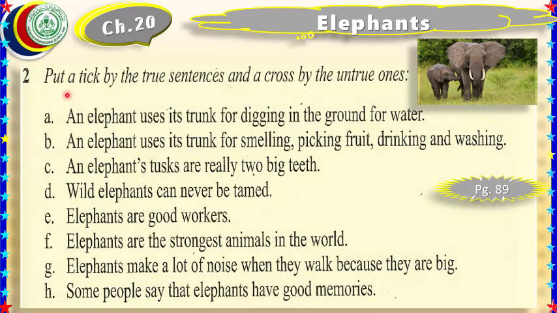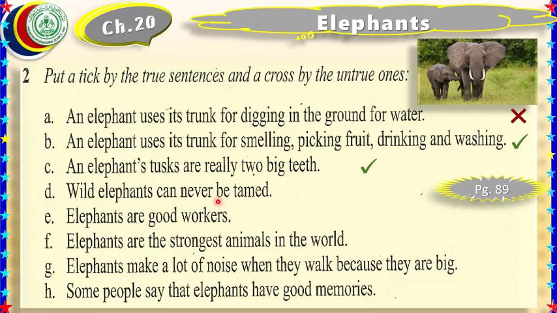In this exercise, we are asked to put a tick by the true sentences and a cross by the untrue ones. An elephant uses its trunk for digging. Trunk for digging, is it correct? No, tusk for digging. An elephant uses its trunk for smelling. Yes, trunk for smelling. Elephant tusks are really too big. Yes, they are very big teeth.